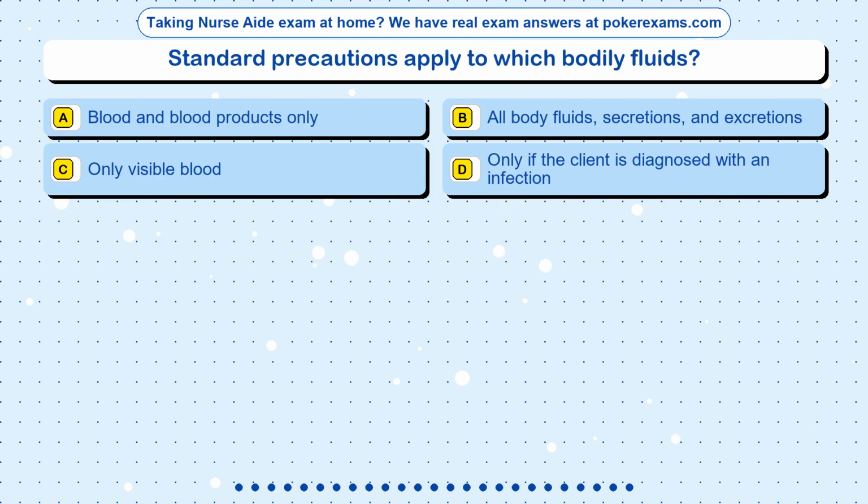Question 3. Standard precautions apply to which bodily fluids? Option A, blood and blood products only. Option B, all body fluids, secretions, and excretions. Option C, only visible blood. Option D, only if the client is diagnosed with an infection.